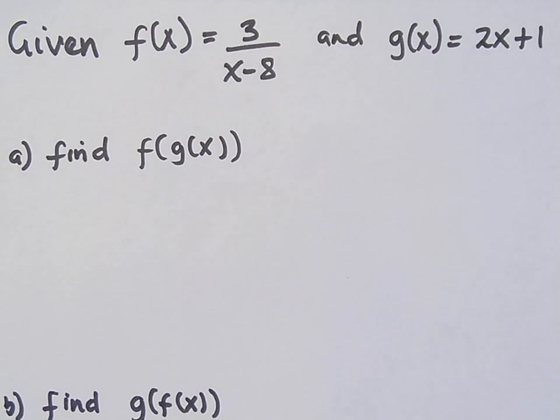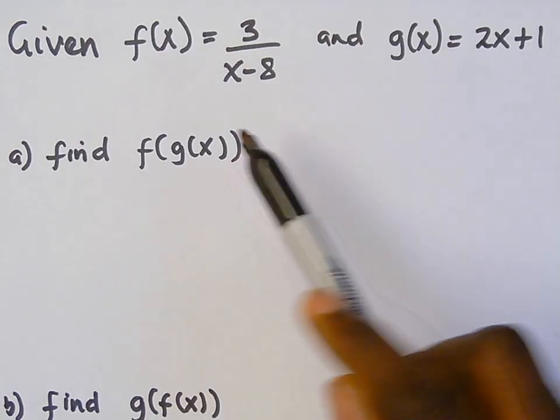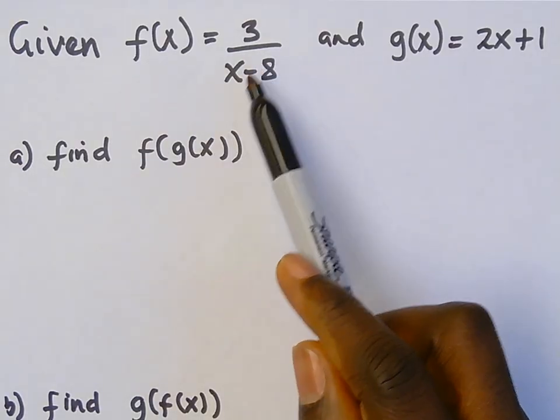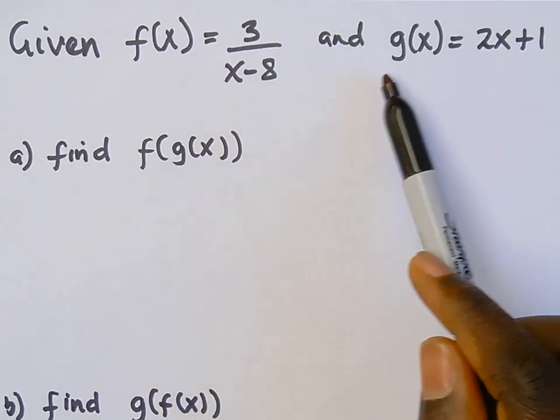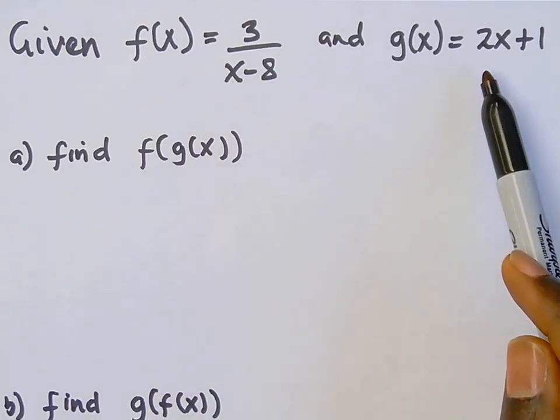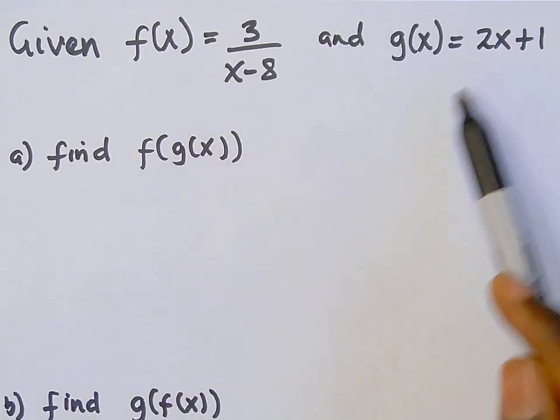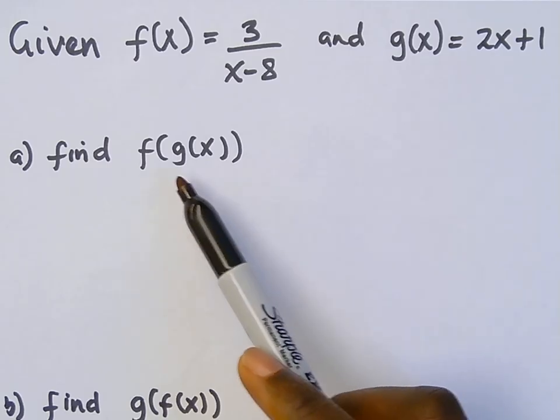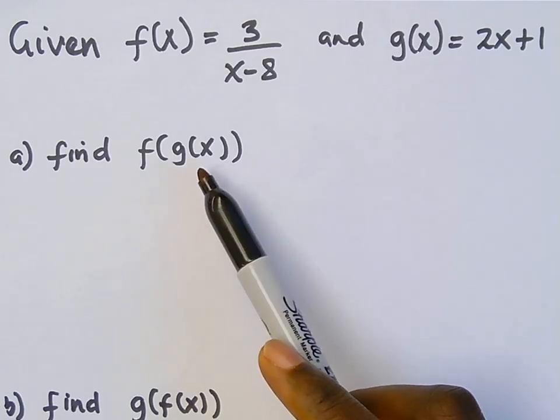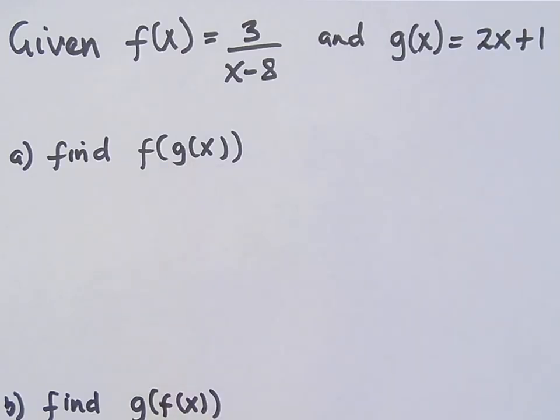Good morning. Today we're going to learn how to do composition of functions. So we are given that f of x equals 3 divided by x minus 8 and g of x equals 2x plus 1. Now we are asked to find the expression f of g of x. Then b, find the expression g of f of x.